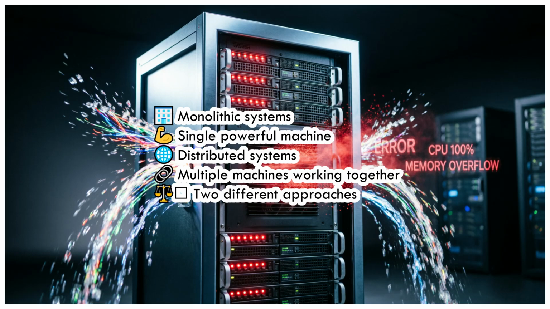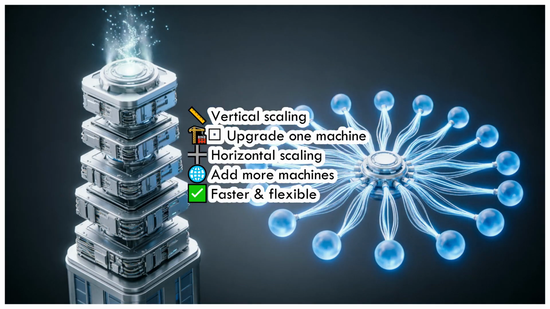One was monolithic and the other was distributed. Monolithic systems have one powerful machine handling everything, but they have their own drawbacks. The second was distributed systems, many smaller machines working together, which is comparatively better than monolithic systems. Monolithic systems scale vertically by upgrading one machine every time. Distributed systems scale horizontally by adding more machines. And horizontal scaling is faster, cheaper, and more flexible.